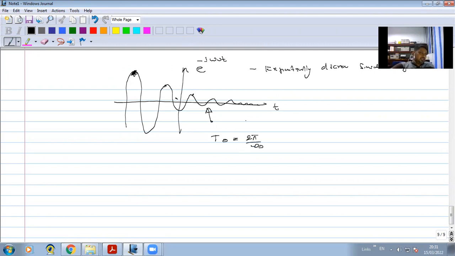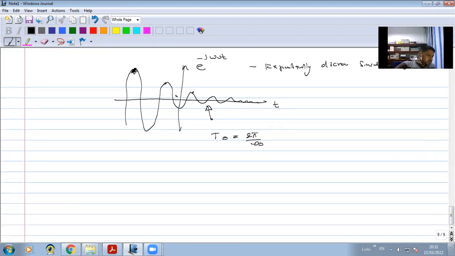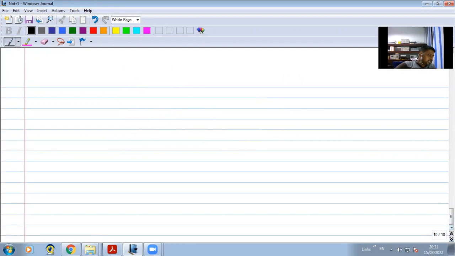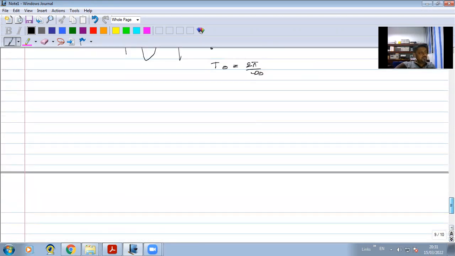So how can you prove this? I think you can try it. Now you have the knowledge to do that proof. Okay. So I hope you can prove it. To prove this, you have to use the Euler formula.